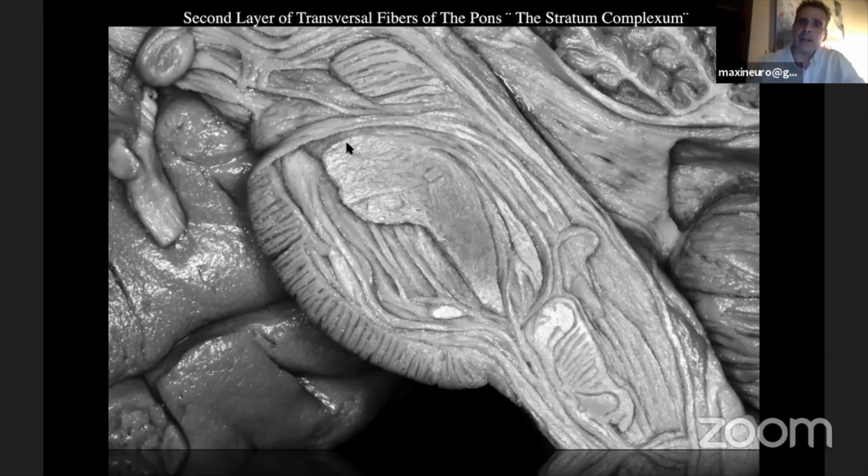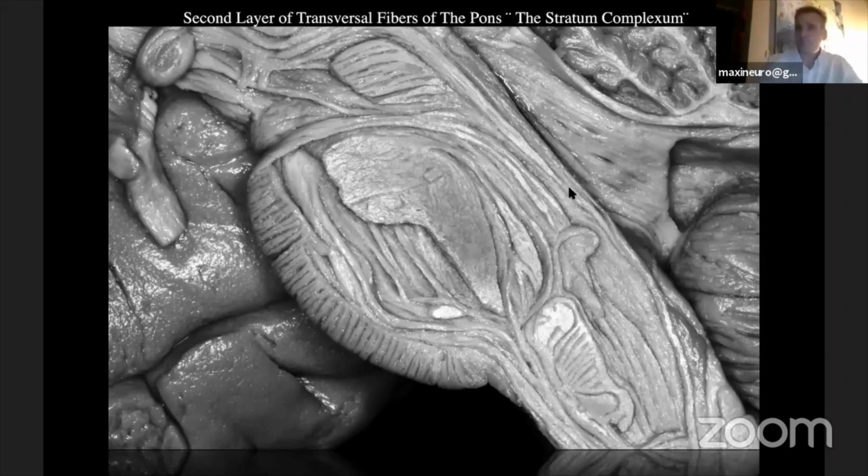Here, the intermediate layers, or we can call them complexum layers. In the back, here, the most important fibers are the medial lemniscus. The medial lemniscus divides the pons into a ventral portion and a dorsal portion. This is the ventral portion of the pons, and this is the dorsal portion of the pons.